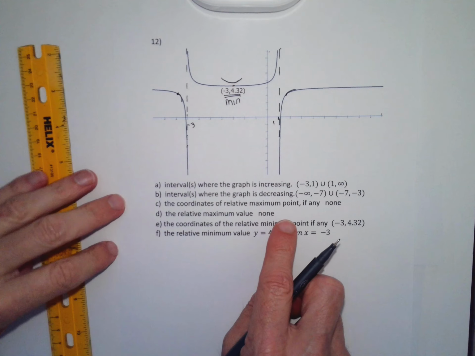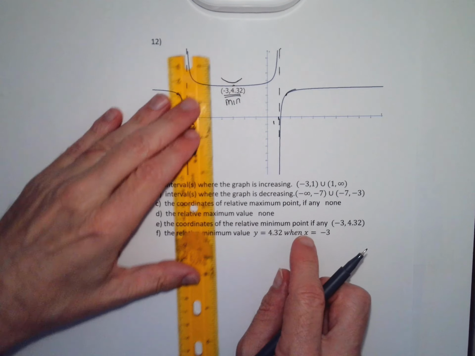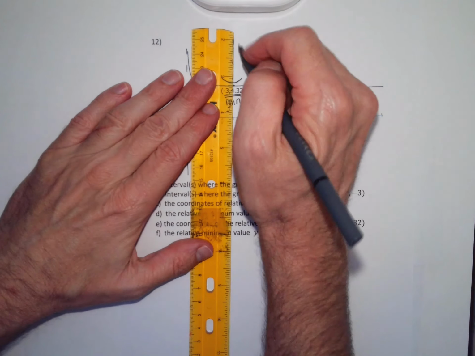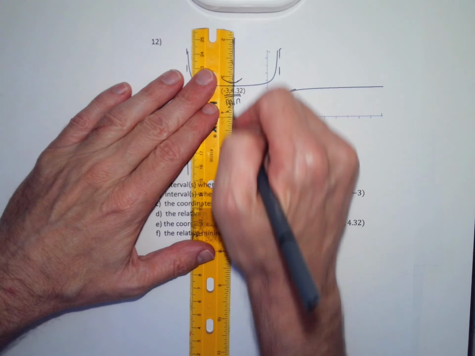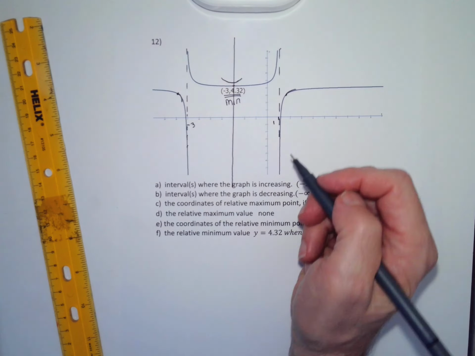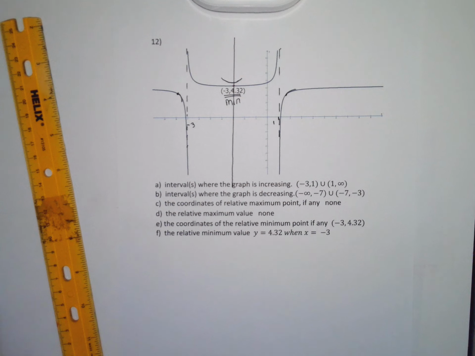When I go to describe this, I need to break this graph up into regions. The region to the left of the vertical asymptote, the region between the first vertical asymptote and the minimum point, the region between the minimum point and the second vertical asymptote, and the region to the right of the vertical asymptote.